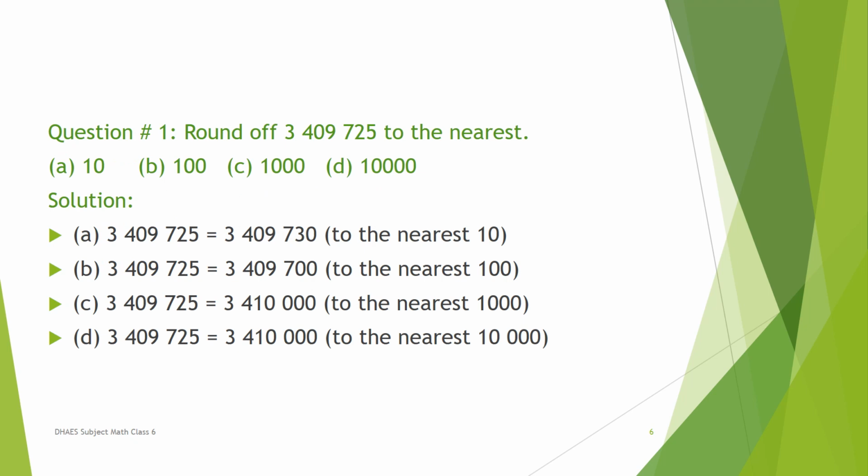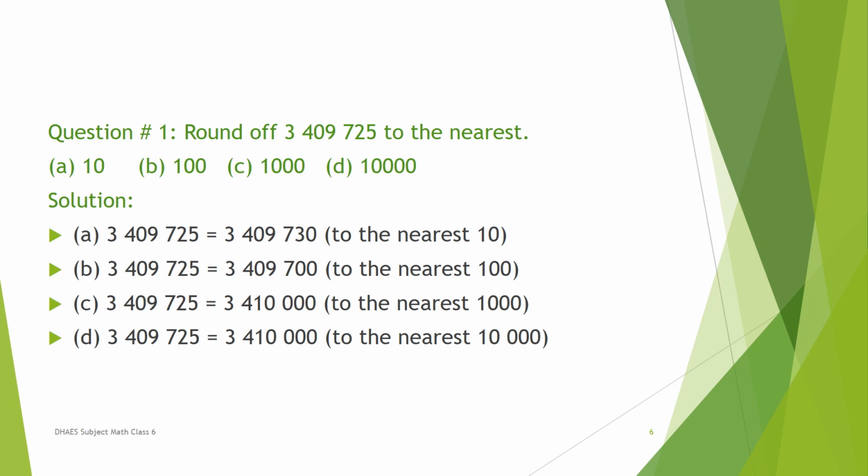Question number 1. Round off 34,09725 to the nearest 10, 100, 1000 and 10,000. In part A, 34,09725 is to be rounded off to the nearest 10. If you want to round off to the nearest 10, consider the last two values. The last two values of the given term are 25, and you want to round off to the nearest 10. It means you want to round off to 20 or 30.